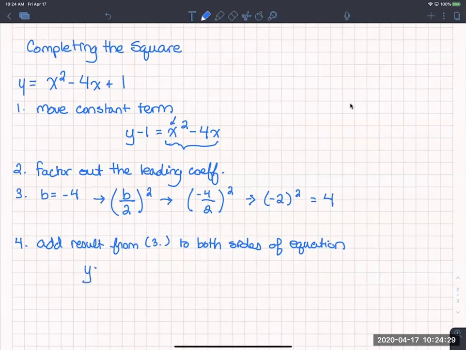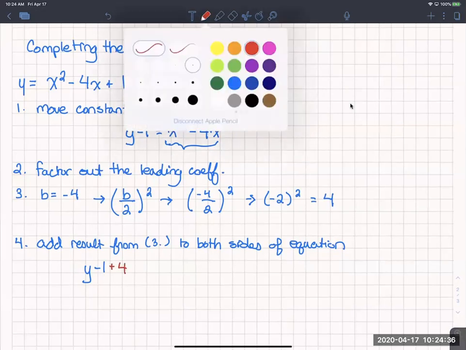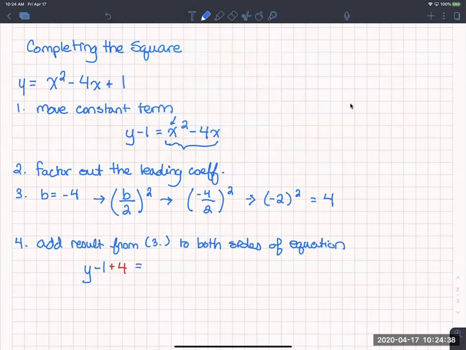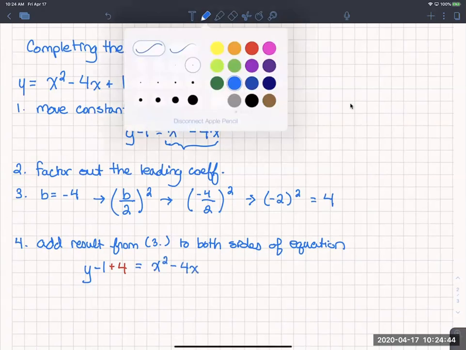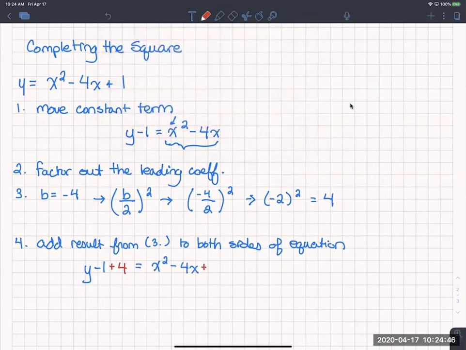So y minus 1 plus 4 equals x squared minus 4x plus 4.